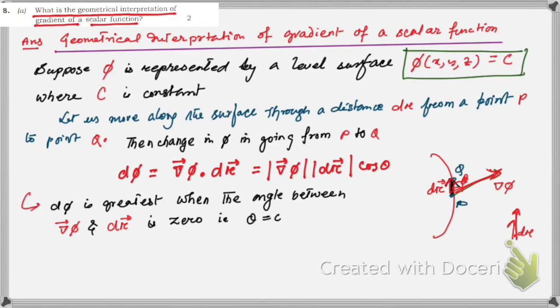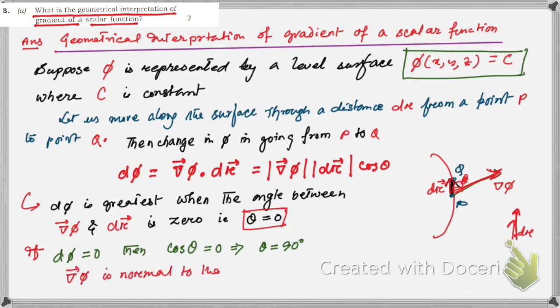Now when d phi is equal to 0, then cos theta is equal to 0, which gives theta is equal to 90 degrees. So when del phi is normal to dr, then you will get minimum change. And del phi is normal to the surface. So this is the physical meaning, this is the geometrical interpretation of gradient of a scalar function. So hope you have understood this.